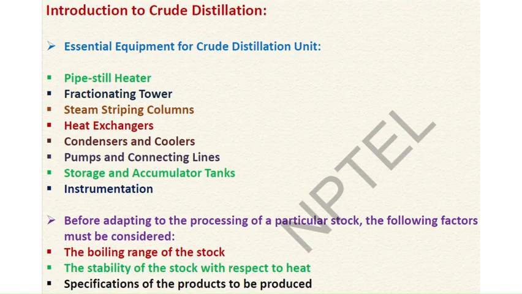Coming to the introduction of crude oil distillation, there are various essential equipments required for crude oil distillation units. As I told, there are two different distillation units mainly done in a petroleum refinery. The first one is the atmospheric distillation unit and the second one is the vacuum distillation unit. Various equipments are required for these processes.